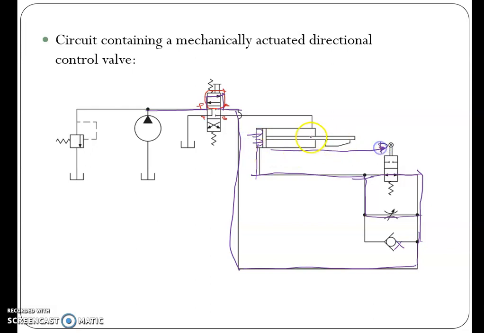Okay, so the cylinder will extend, and the cylinder will touch this roller DCV. Bila dia touch the roller, this DCV akan activate and then they shift to this position. They shift to this position. That means the flow will cut.